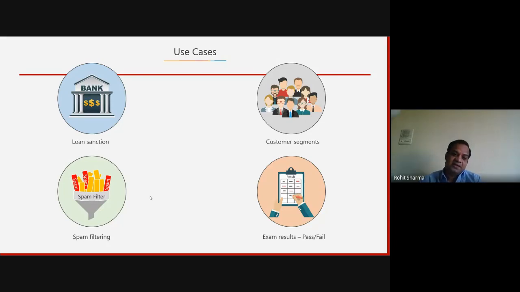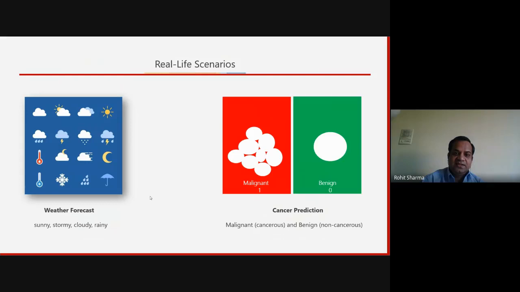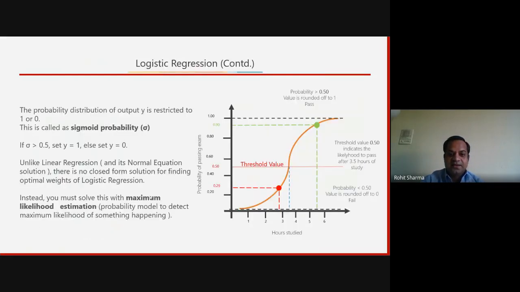Spam filtering, like Gmail, for example, will put one of the emails in your spam folder or will let it go through in one of the labels, for example, inbox or updates or whatever have you, right? So there are a lot of use cases of that classification. Real life scenarios: cancer prediction, whether it's malignant or benign. Weather forecast, whether it's going to be sunny or rainy today.